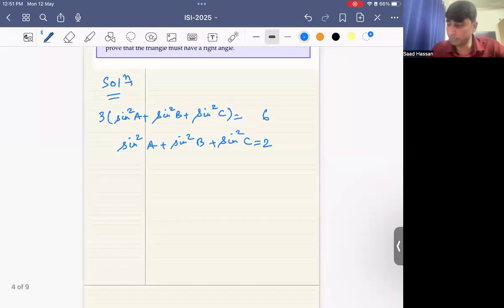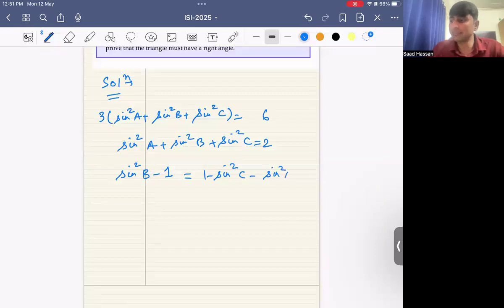Right, so I'm just going to rearrange them a bit. How do you rearrange them? This can be thought of as sine square B minus 1 is equal to 1 minus sine square C minus sine square A. This might look like a haphazard and not so enlightening rearrangement, but it's not. So what's the left hand side? It's minus cos square B. And this number is what? Cos square C. And this number is sine square A.